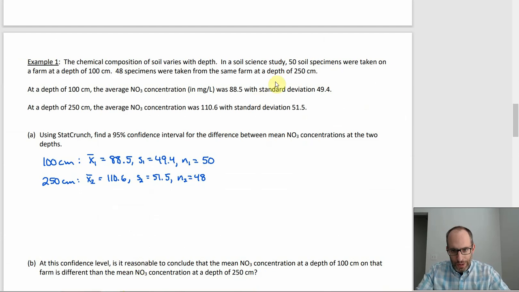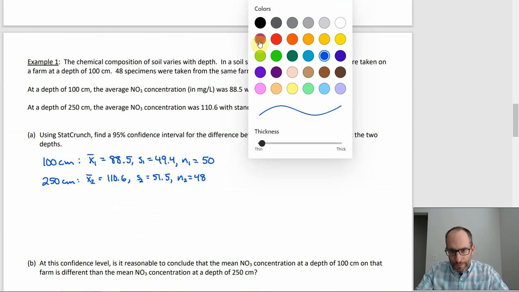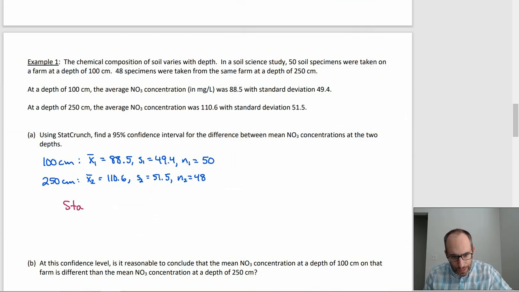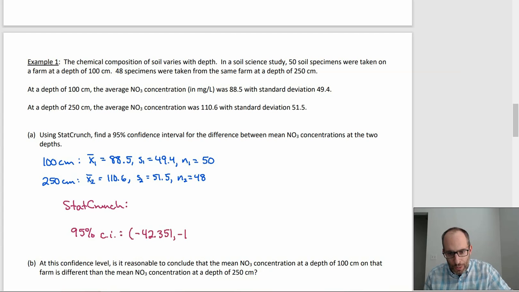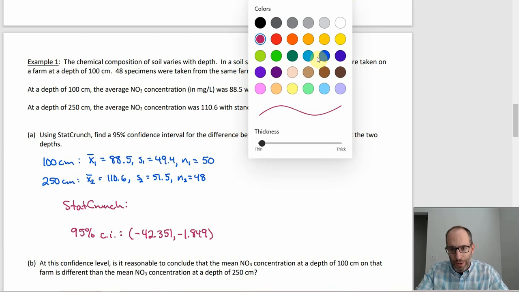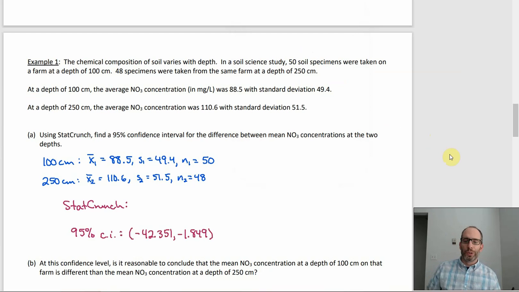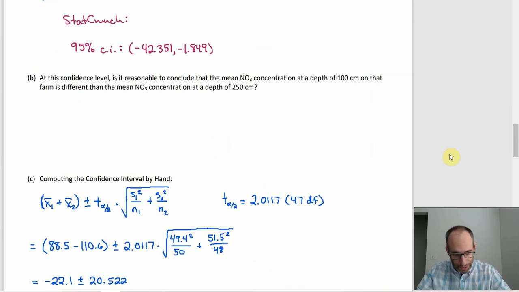All right, so from StatCrunch, we're going to get that our 95% confidence interval is going to be from negative 42.351 to negative 1.849. All right, so then there's the follow-up question at this confidence level. Would it be reasonable to conclude that the mean concentration of NO3 at a depth of 100 centimeters is different than that at 250 centimeters on the farm?